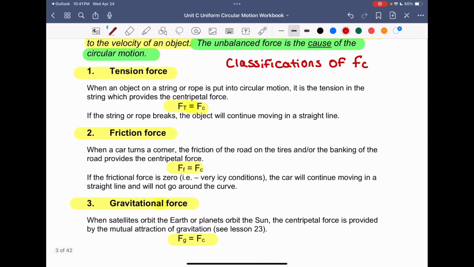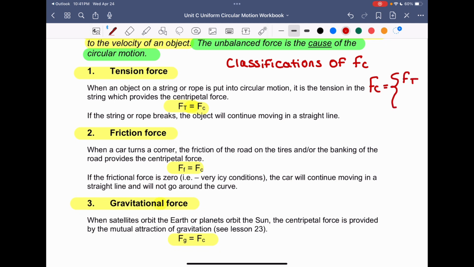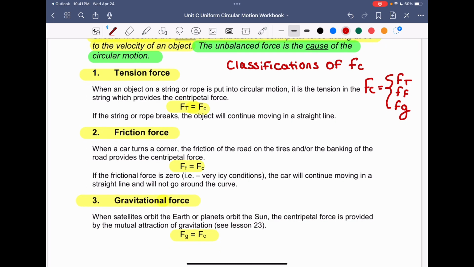So what that means is I could even write this in the margin. If I want FC, it can either be written in terms of an FT, it can be written as an FF, or it can be written as an FG, just depending on the problem. Now, this is a really simplistic approach, so don't think that all problems will be solved like this, but in basic uniform circular motion, the centripetal force can be described using one of these forces, and we're going to see that throughout the practice problems.